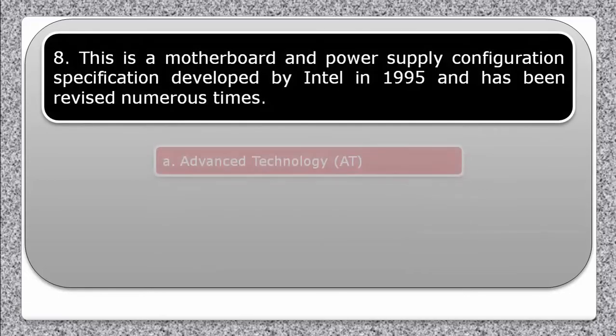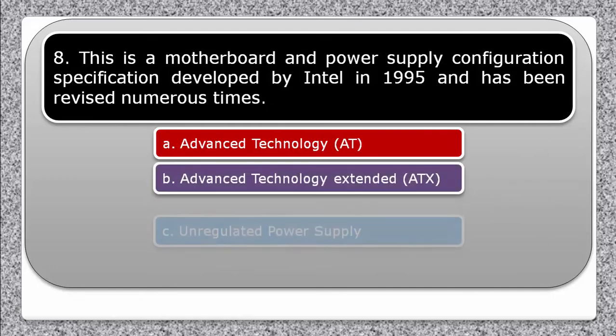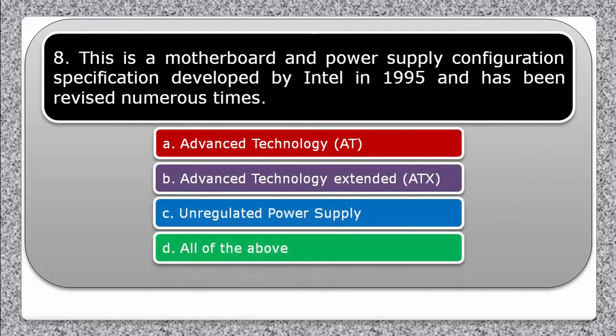Number 8. This is a motherboard and power supply configuration specification developed by Intel in 1995 and has been revised numerous times. Letter A, advanced technology. Letter B, advanced technology extended. Letter C, unregulated power supply. Letter D, all of the above.